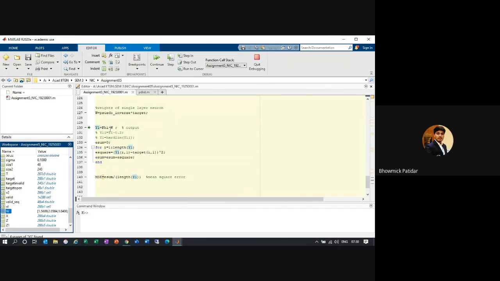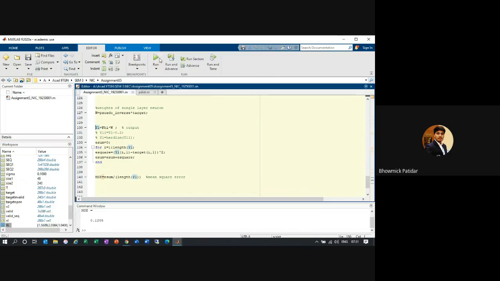So this is 288 cross 4, and this is 4 cross 1. Again, this output would be 288 cross 1. And this iterative loop gives me the mean square error over all the points. This y1 is the output minus the target, squared. Likewise, we found the mean square error.